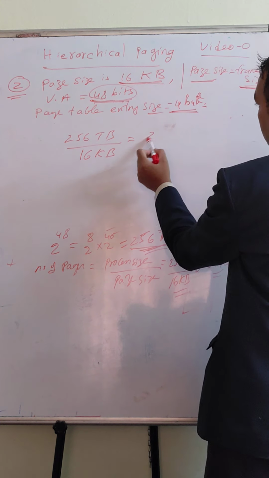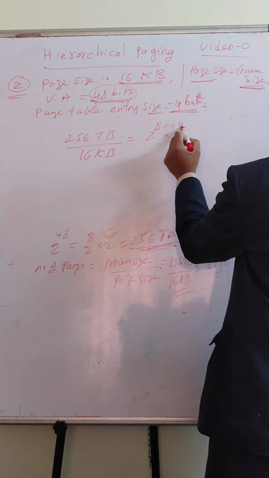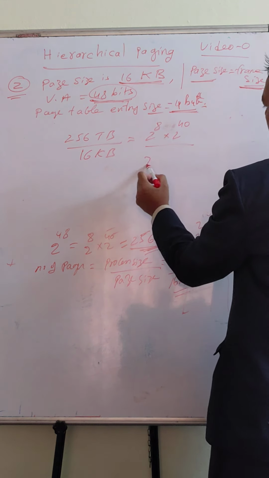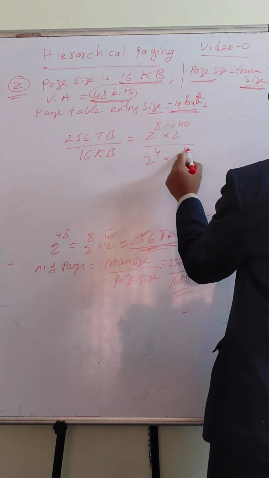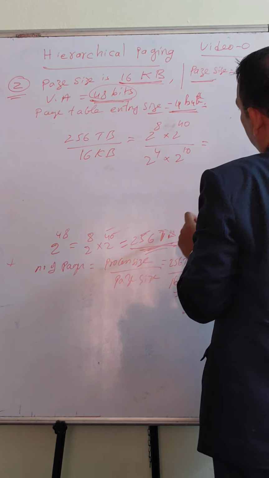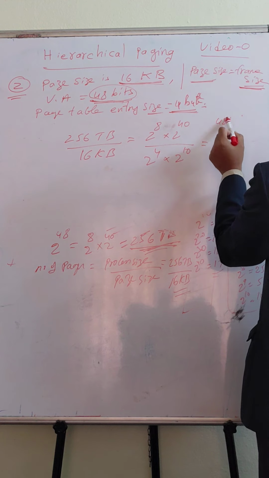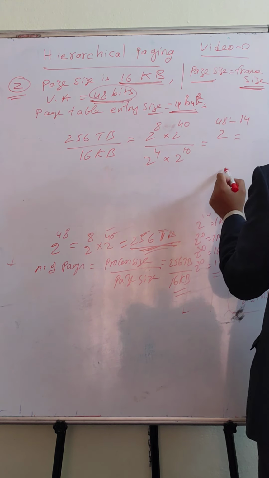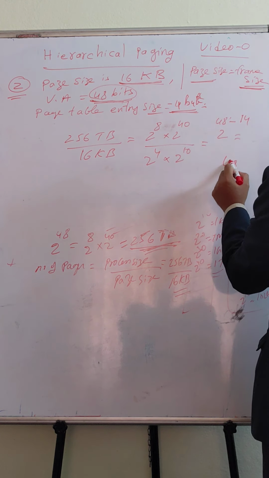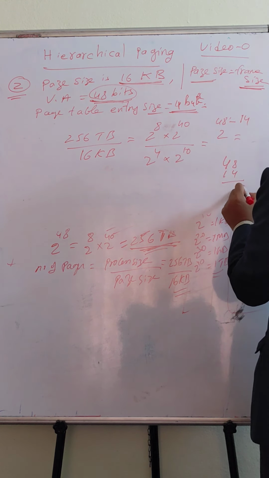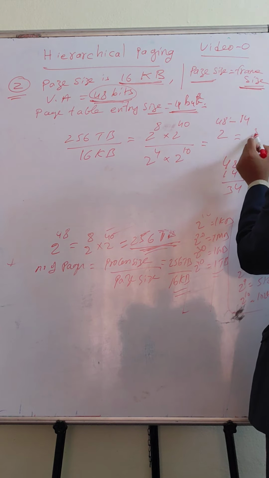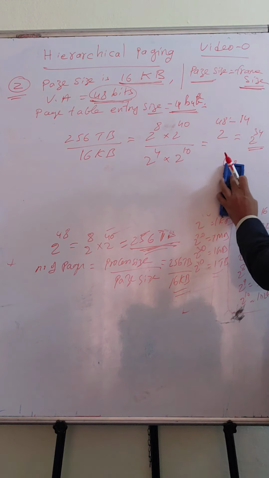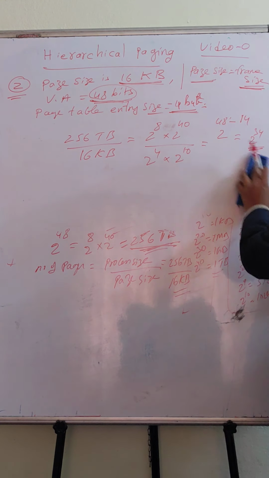256 means 2 power 8. TB means 2 power 40, by 16, which here is 2 power 4. KB means 2 power 10. If you see here, 2 power 48 minus 2 power 14, which is 48 minus 14, so 2 power 34. How many pages? 2 power 34 pages.